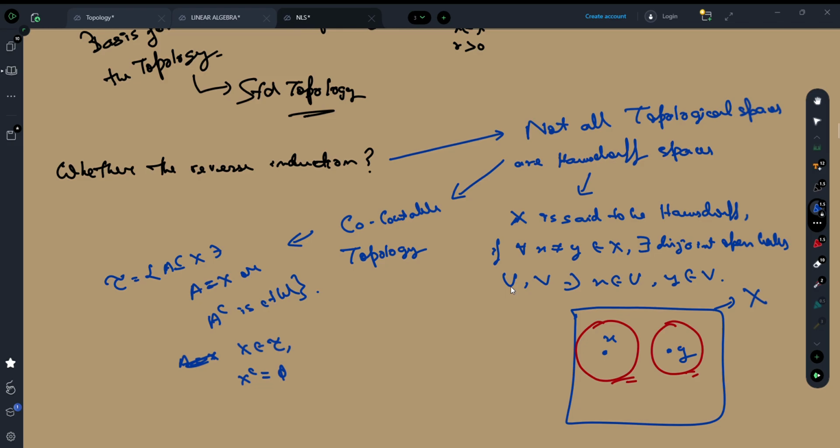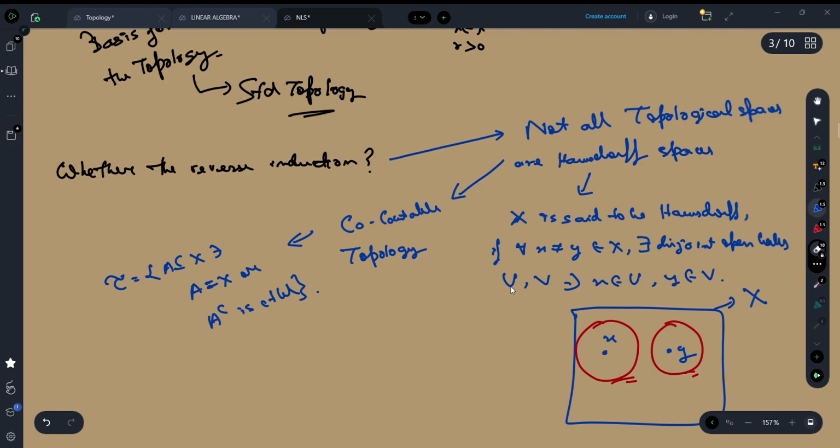Okay. So this is a definition for what we call the co-countable topology. Okay. So what we have is that every topological space need not be induced by a metric. Okay. Is every metric space induced by a normed linear space?